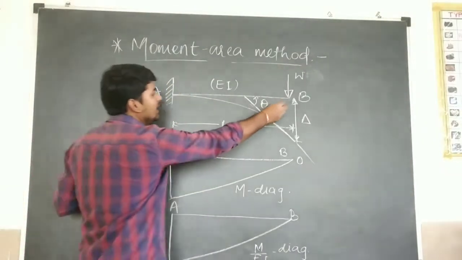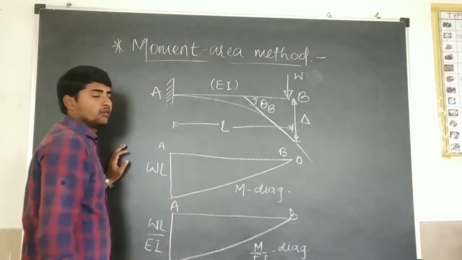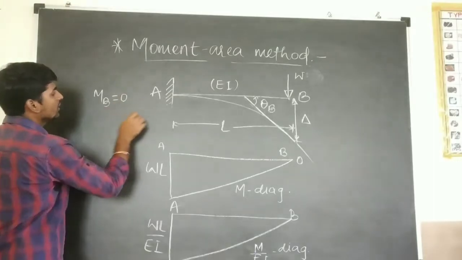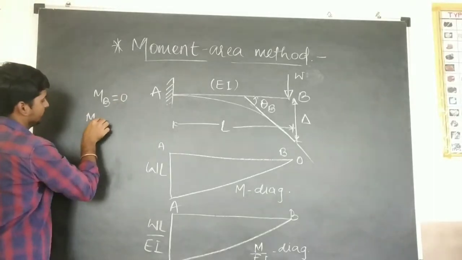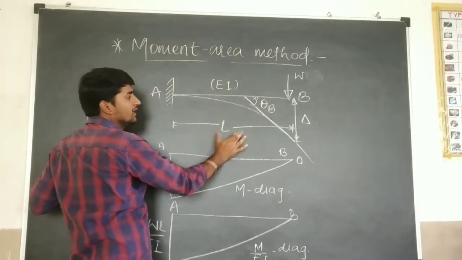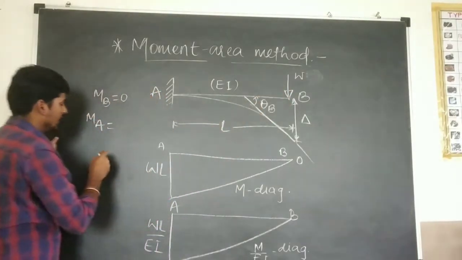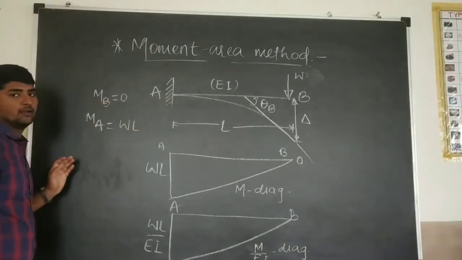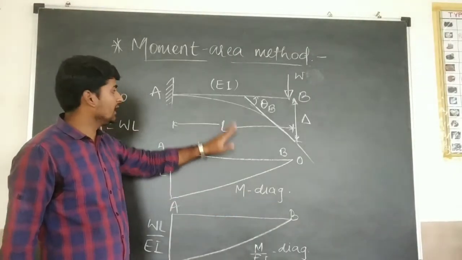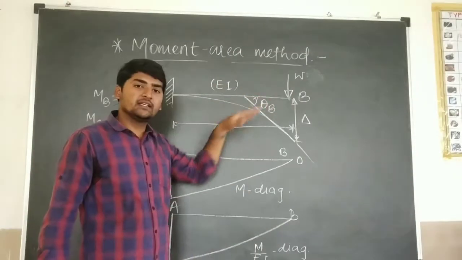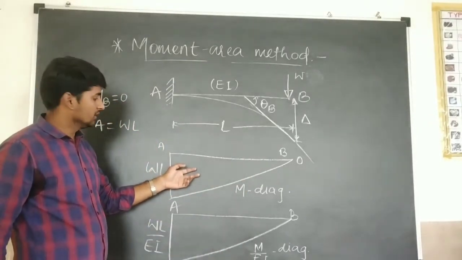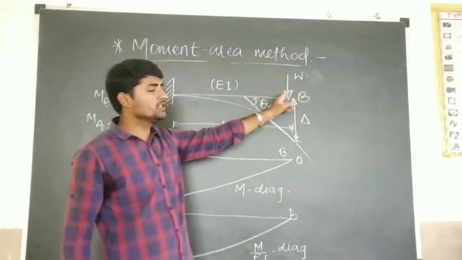See, the bending moment at the free end of a cantilever beam, that is the moment at B, will be 0, and the moment at A will be, see, this is load W and this is perpendicular distance L. So the moment at A will be W into L. So I have simply drawn the M diagram, that is the bending moment diagram for this beam for the given loading. The nature of this diagram is triangular because the load is a point load.